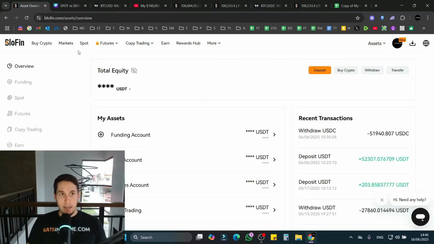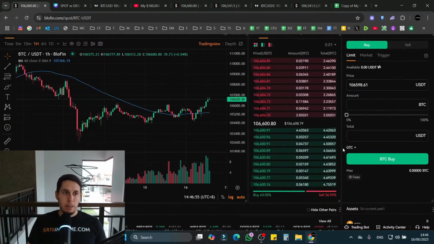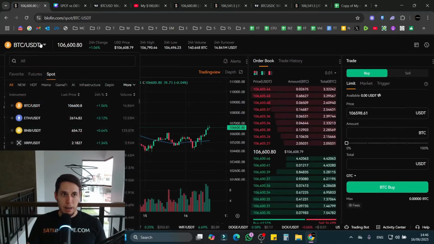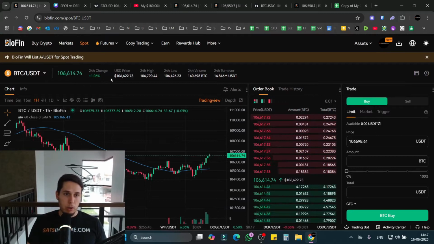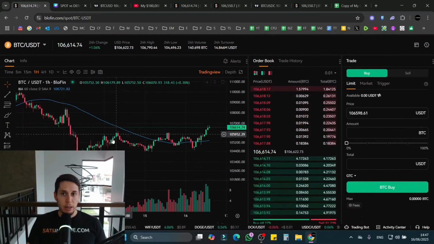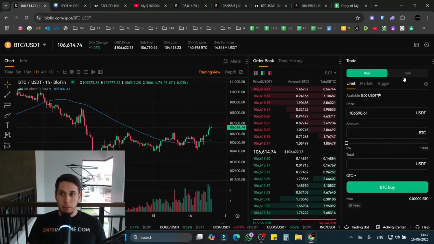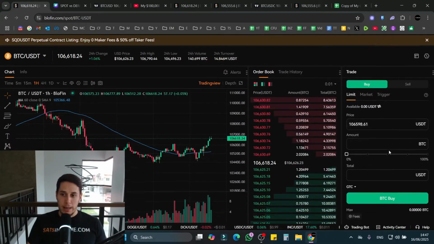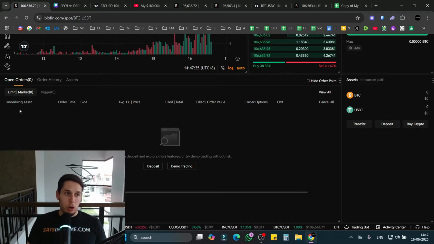So let's start with trading spot. Click right here and you will be brought to the page where you can actually execute trades. The user interface is pretty standard, right? We have the pair at the top left corner. We have the price, the 24-hour change, all of these nice things right here. We have the chart. Right here is the order book, trade history, and the panel where you actually execute trades. Down here is where you transfer funds in order to start trading, and here is where you're going to be looking at your orders once you have orders.